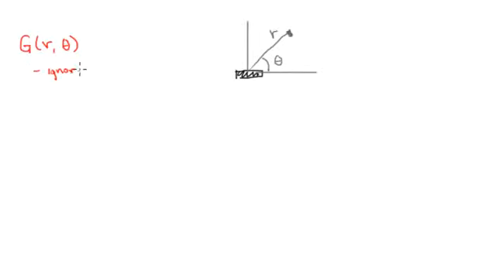So first of all, this G factor ignores scatter and absorption. That's important to remember.